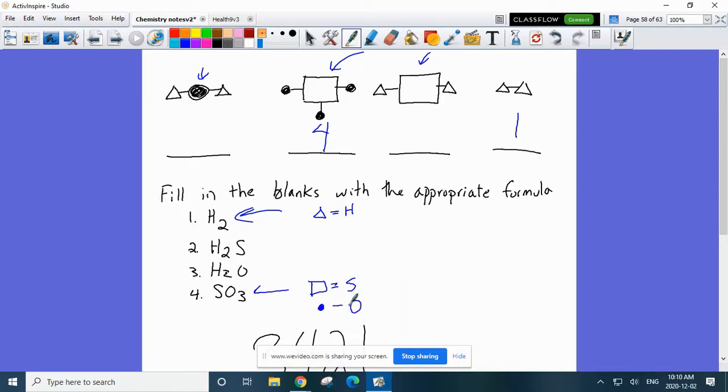Now that I know my circle is oxygen that's colored in, I know that this one here is H2O, so I can put that as 3. And I know that the square represents sulfur, so I know that this one has got to be H2S, choice 2. So the answer is 3, 4, 1, 2.